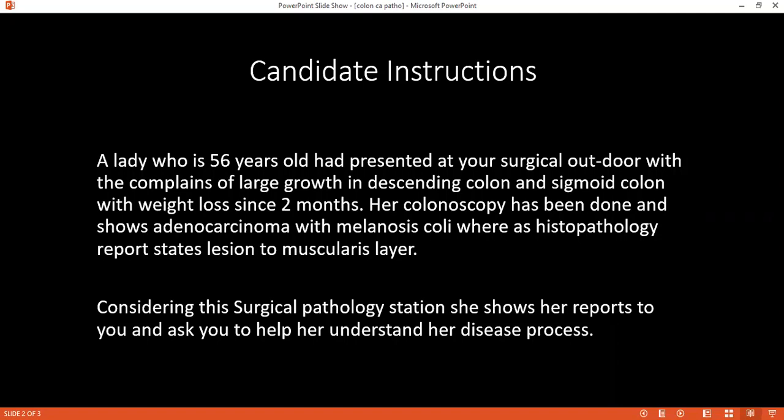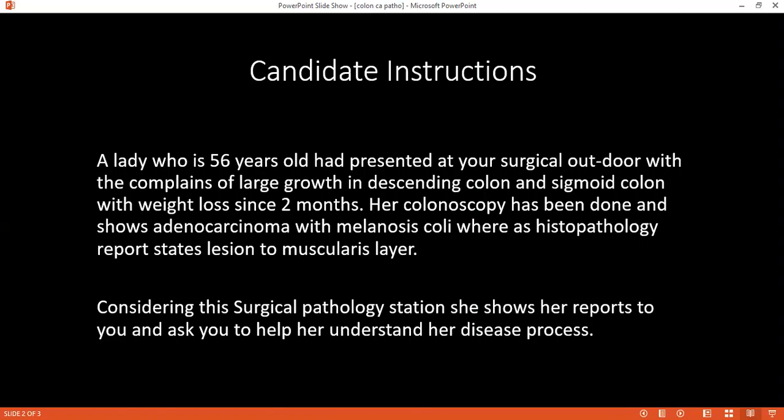How would you interpret a patient who has adenocarcinoma with melanosis coli? What is melanosis coli? Melanosis coli is a disorder of pigmentation of the wall of the colon, which is often identified during colonoscopy. It is actually a benign condition, usually because of chronic laxative use. It appears brown because of the lipofuscin-laden macrophages.